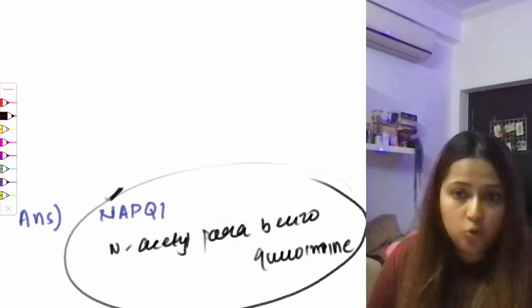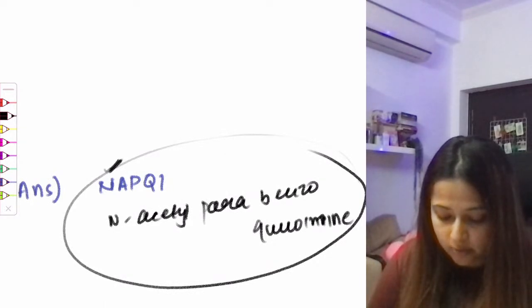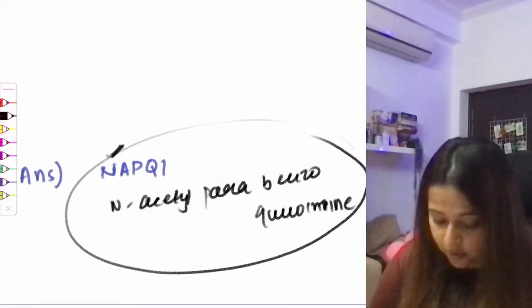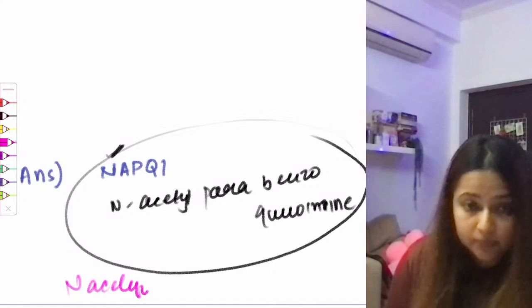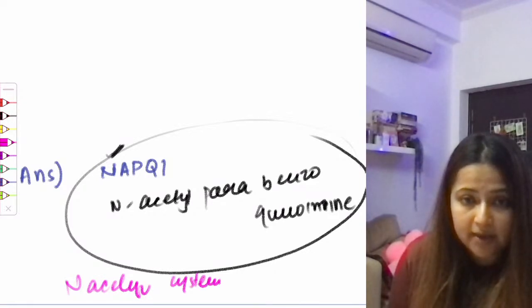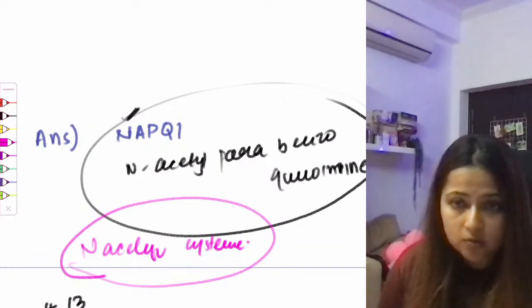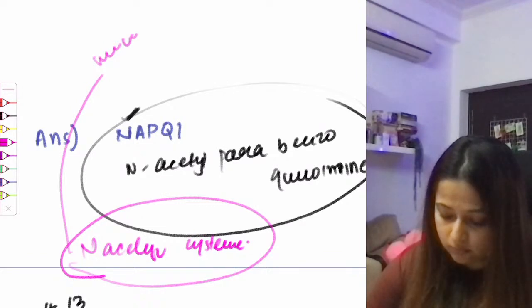Which is the antidote of choice in case of paracetamol poisoning? Poisoning is also very important. So what is the antidote of choice for paracetamol poisoning? The answer to this question is going to be N-acetylcysteine. Now guys, remember N-acetylcysteine is a mucolytic also. So there are different uses of N-acetylcysteine.